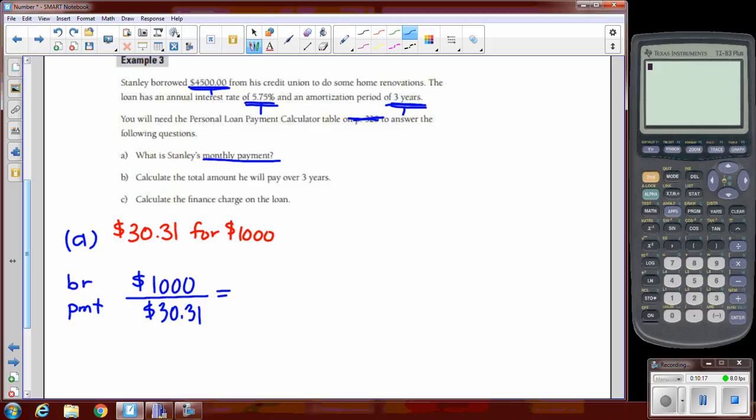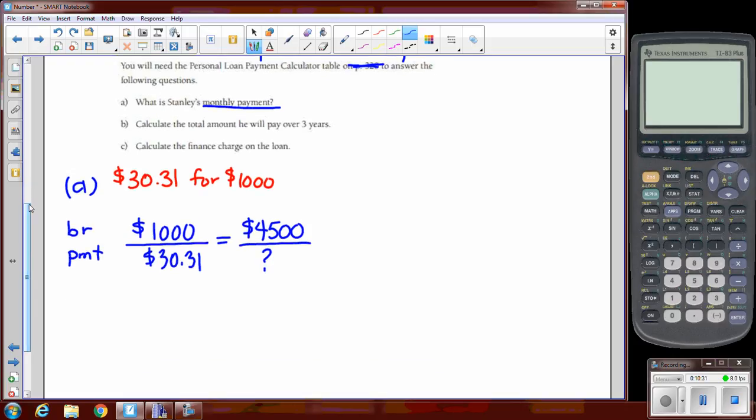My ratio is saying, well, Stanley didn't borrow $1,000. He borrowed $4,500. So based on that, what would his monthly payment be? So this now turns into a cross multiplication situation. So I could draw the cross, and I'm going to multiply the two numbers that are on the end of the stick. So I have right here 30.31 and 4,500. Those are going to be multiplied. 30.31 times 4,500.